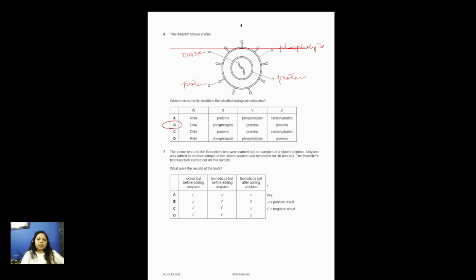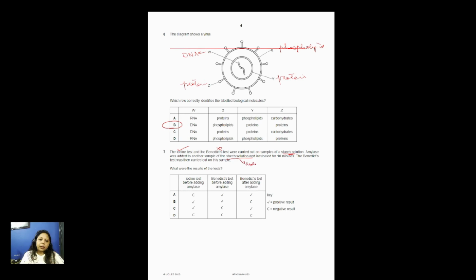Next one is the iodine test. The iodine test is used for starch, and the Benedict test is used for reducing sugars, or you can say the simple sugars. So let's go into the detail of this question. The iodine test and the Benedict test were carried out on a sample of starch solution. So definitely iodine is going to give a result, while Benedict is not going to give a result. So amylase was added to another sample of starch. Now here the starch is converted into reducing sugars.